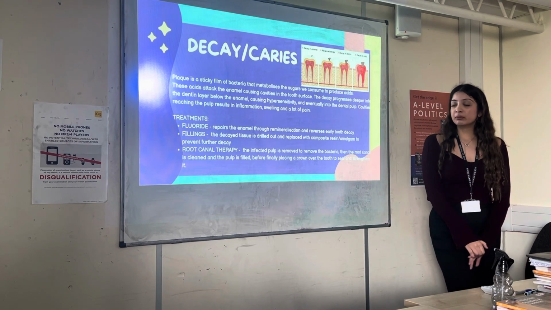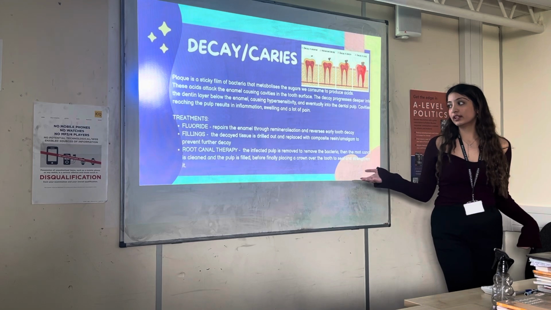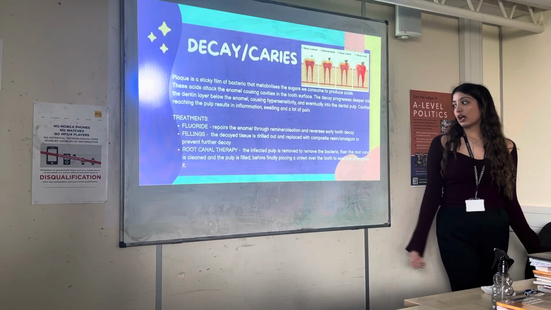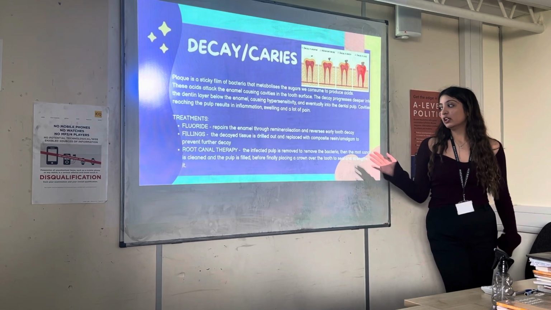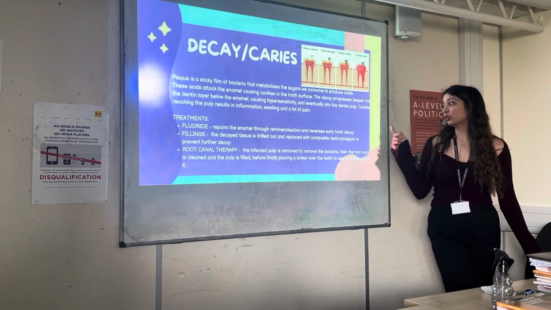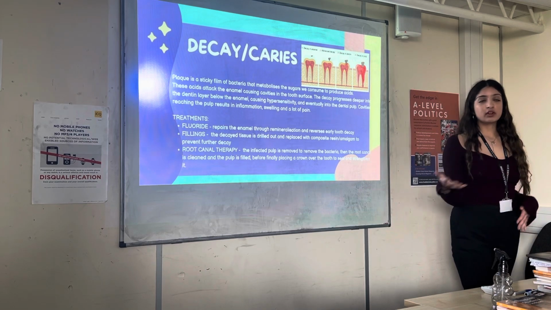And then the most common treatment that everyone's probably heard of for cavities is fillings, where the decayed tissue is drilled out and it's replaced with different materials, such as composite resin or amalgam, which just prevents further decay.